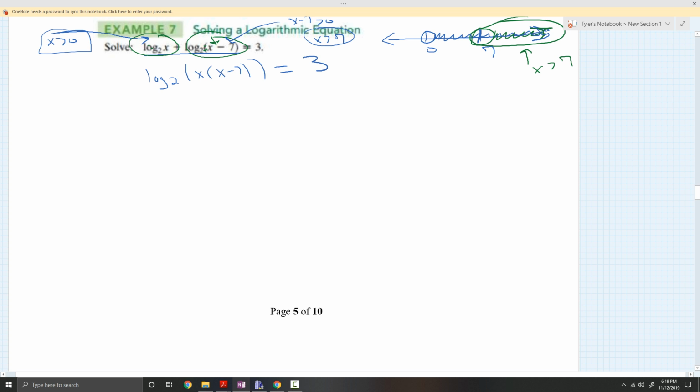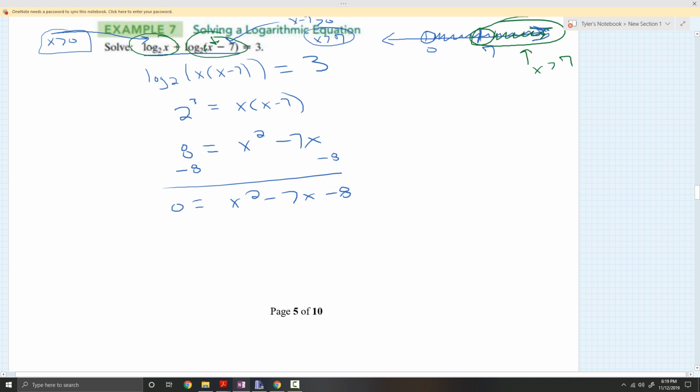If I rewrite this in exponential form, my base is 2, so it'd be 2 to the 3rd power equals x times x minus 7. So then what we have is 8 equals x squared minus 7x. So this should be in a very similar form. This is just a degree 2 polynomial. So a way to solve that is to set one side equal to 0, and then we can maybe factor this or use the quadratic formula to find values for x.